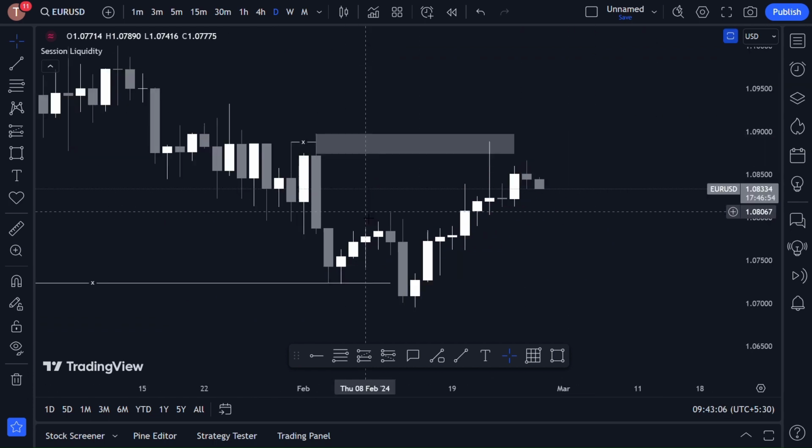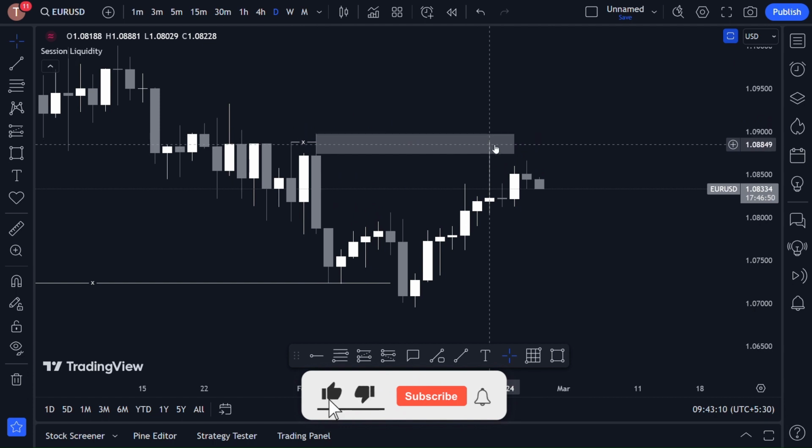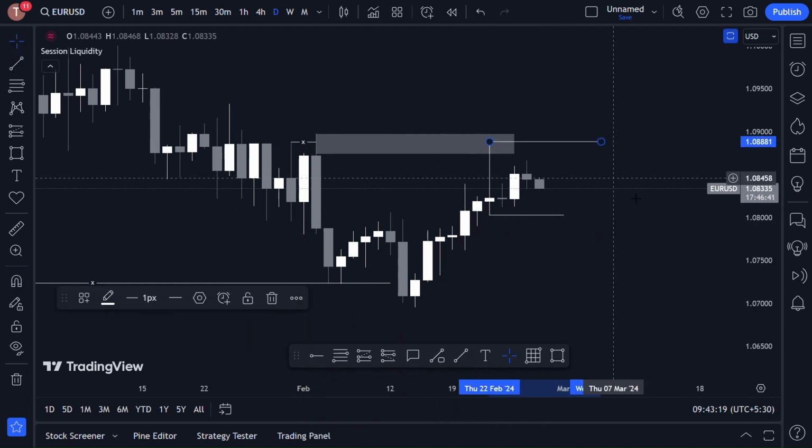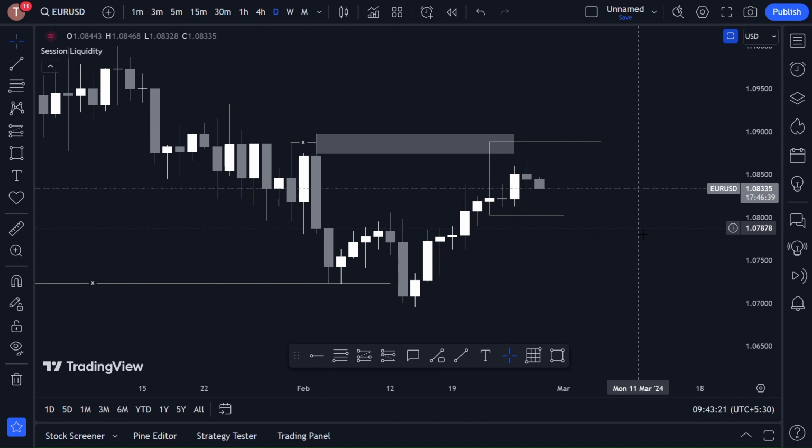So this is the daily chart, and we can clearly see that the price was having a strong high. The price reacted from this strong high, moved into the downward direction, and currently we are into this zone right here. So now let's move to the 4 hours.